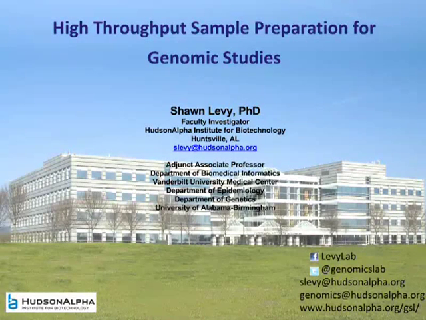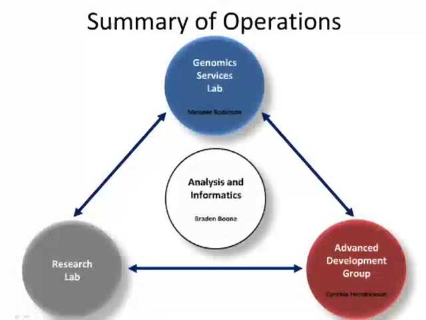The first slide is just an introductory slide giving a simple title for today's presentation: High Throughput Sample Preparation for Genomic Studies. Some contact information for myself as well as the laboratory, and in the background is a picture of the main building for the Hudson Alpha campus. We're a small nonprofit life science research institute located in Huntsville, Alabama. Since the institute itself is fairly small, myself as well as many of my colleagues here have adjunct appointments at neighboring institutions such as Vanderbilt University or University of Alabama in Birmingham.